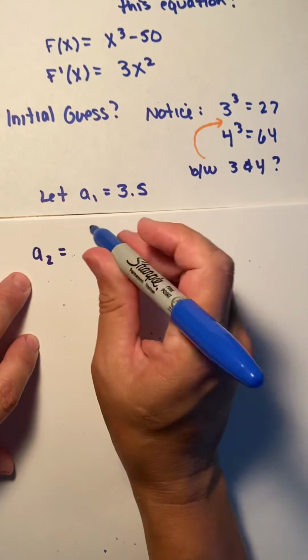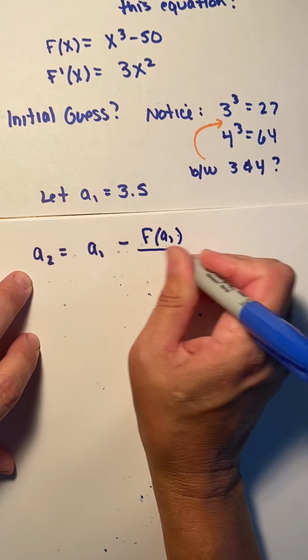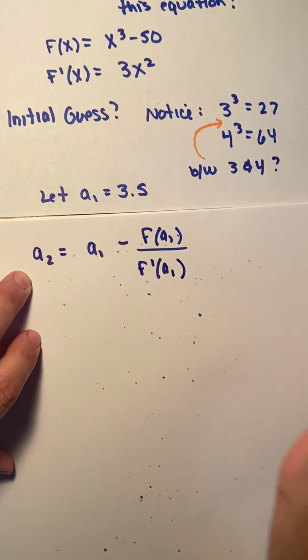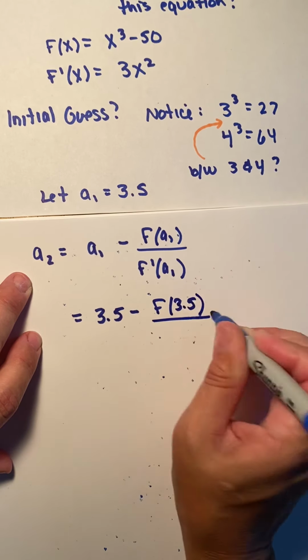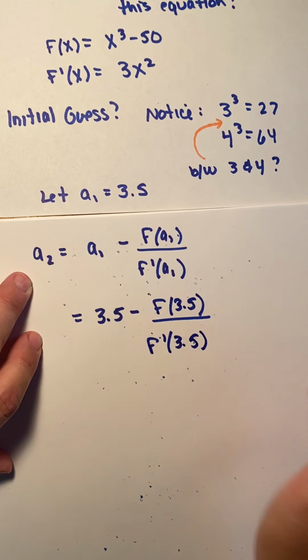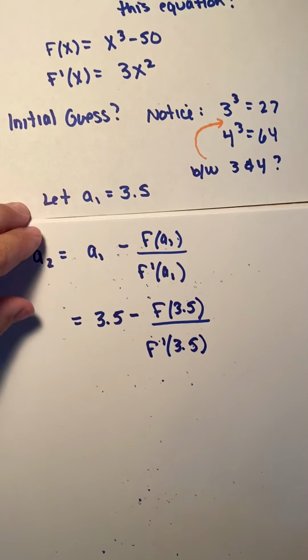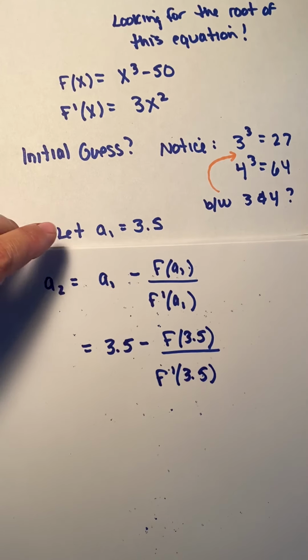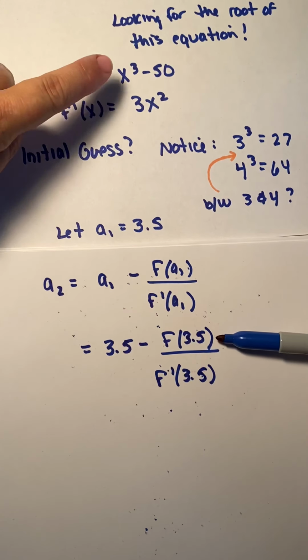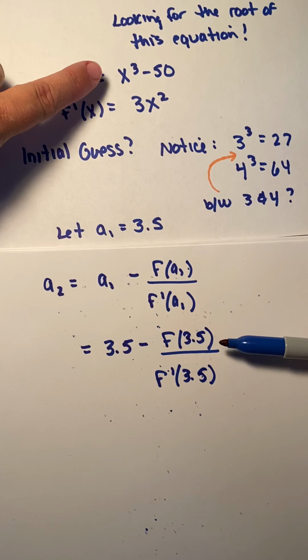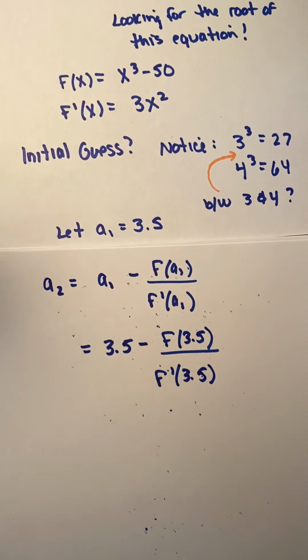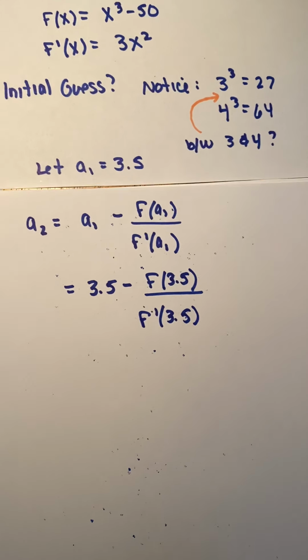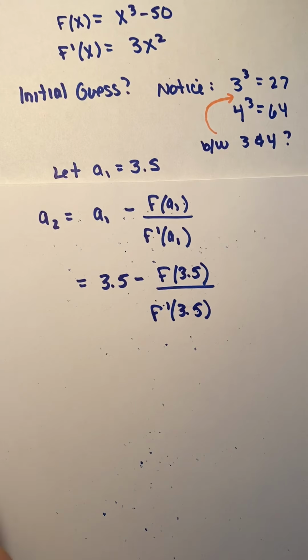a2 is going to be a1 minus f of a1 all over f prime of a1, which I'm just going to write out. You don't typically have to do this, but it's going to be f of 3.5 all over f prime of 3.5. So back in the old days, when we didn't have a calculator, I could take 3.5, cube it and subtract 50 using lots of algebra. I could do 3 times 3.5 squared and get this output, and then I could do long division, and that would give me the next iterate a2. But again, we're going to save ourselves that headache because my guess is if you've made it this far in calculus, you can do the algebra. We just want to understand the process.